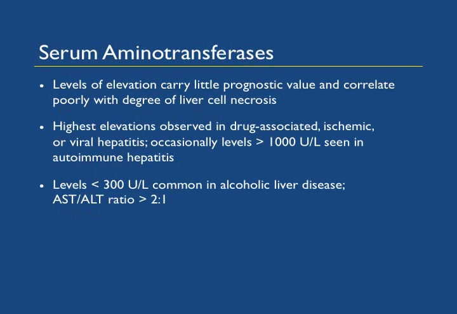Some general comments about the serum aminotransferases. The levels of elevation carry little prognostic value and correlate poorly with the degree of liver cell necrosis. The highest elevations in serum aminotransferases are observed in drug-associated, ischemic, or viral hepatitis, with levels greater than 1,000 typical. Occasionally, levels are greater than 1,000 in autoimmune hepatitis and in Wilson's disease. Of particular note, levels less than 300 are common in alcoholic liver disease, where we also see an AST to ALT ratio greater than 2:1.